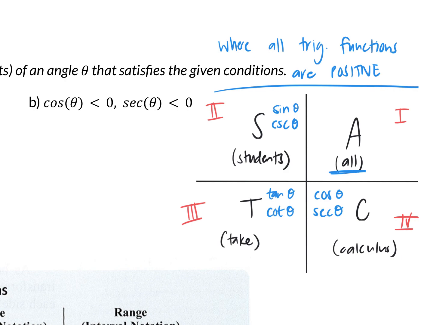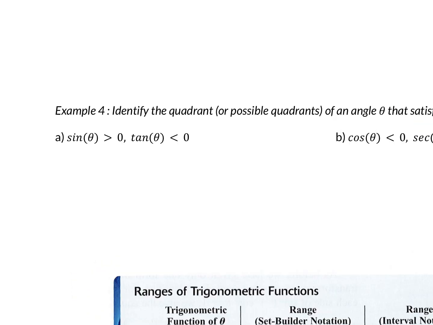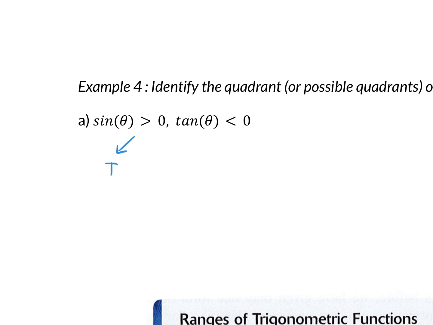Okay, so if I look at this first example here, it says that sine of theta is greater than 0. So where is sine positive? Where is sine bigger than 0? Which two quadrants? 1 and 2. So this is in quadrants 1 and 2.